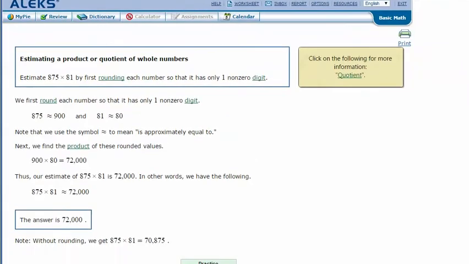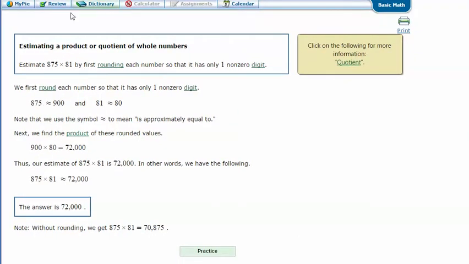First, we round each number so that it has only one non-zero digit. And so 875 has three digits. That means only the first one is not going to be a zero. The last two will be zeros. And so we would round it to either 800 or 900. This 7 next to the 8 tells us that we're going to round it up to 900.